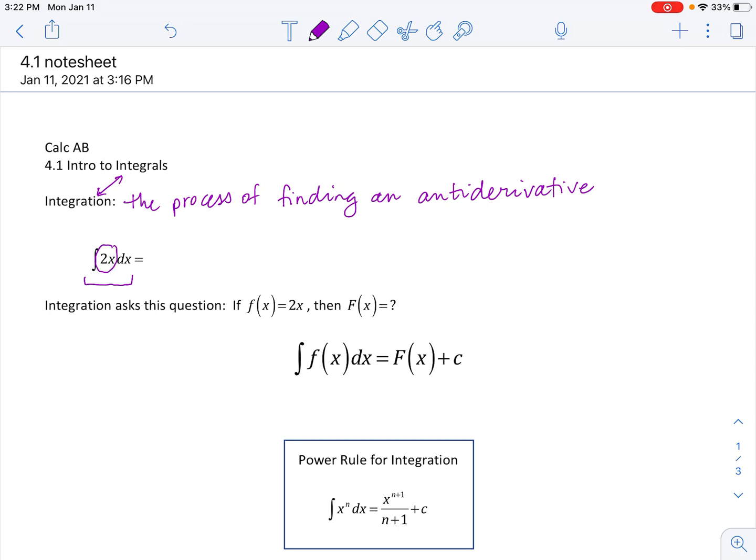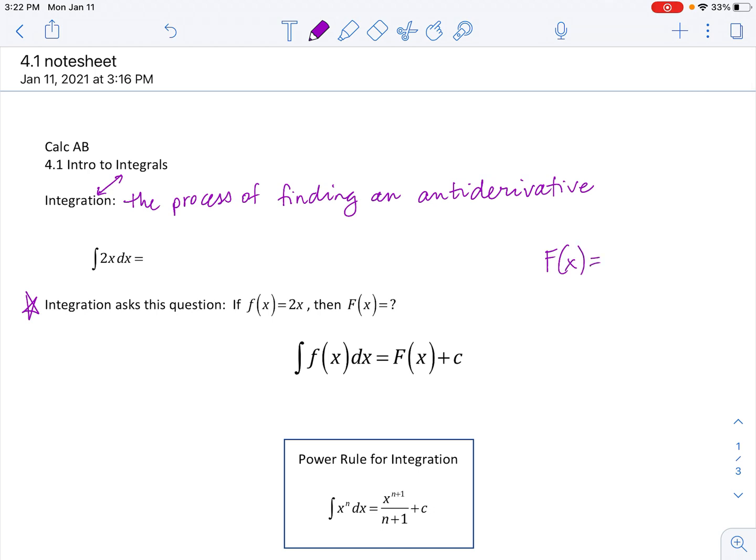dx is a notation that we'll talk about later on. It's tied to the whole dy dx thing that we've been using for derivatives. But what an integral does is it asks this question: if a function is 2x, then capital F of x is what function? There's a function out there that, when you take its derivative, you get 2x. The question is, what is that function? I want you to type that into the question.